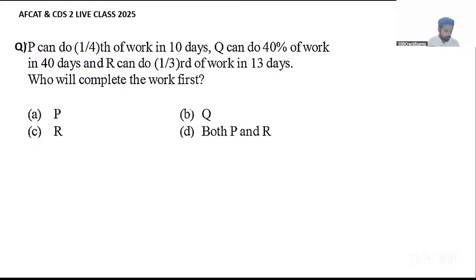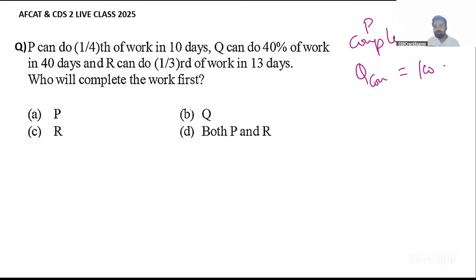So P can do 1/4 of the work in 10 days. So it means the complete work in 40 days, simple, just multiply by 4. Q can do 40% in 40 days. It means it will complete in 100 days. Q will complete in 100 days.